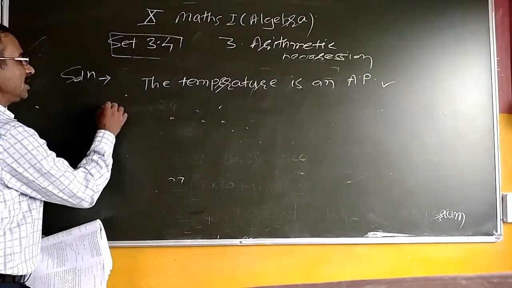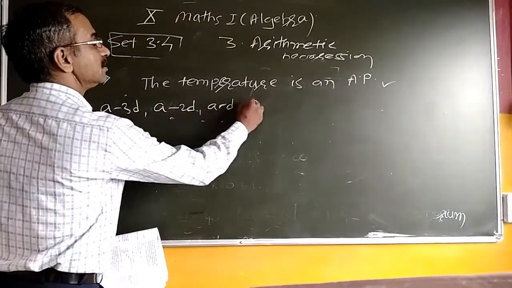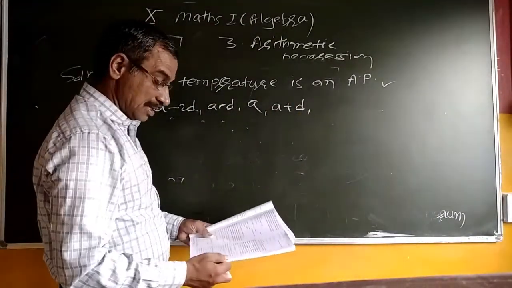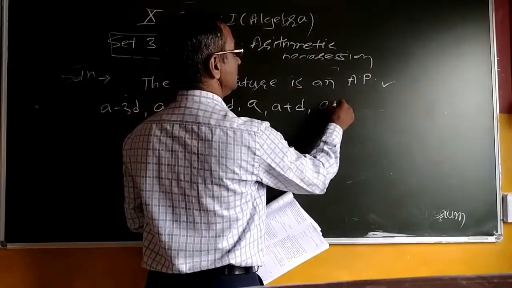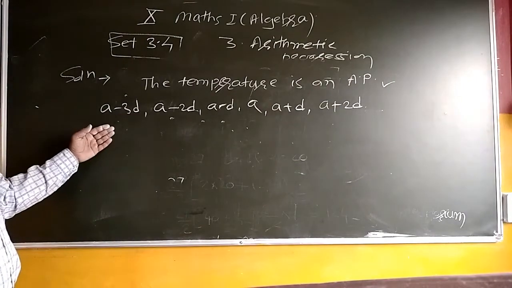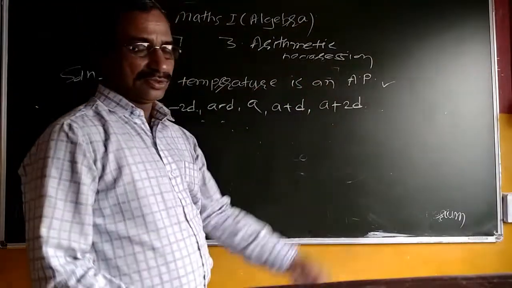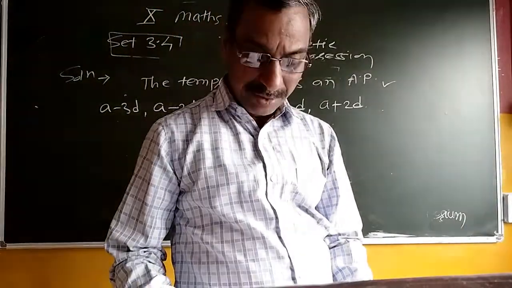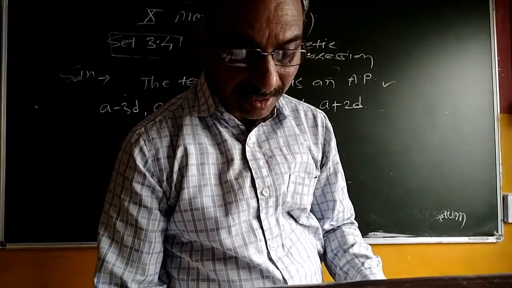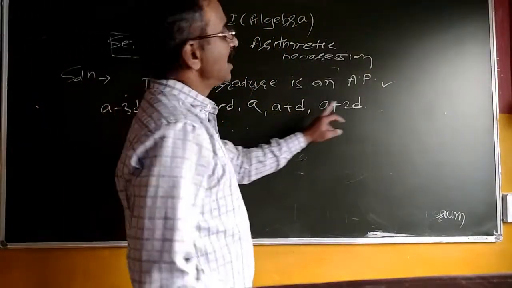Consecutive terms starting from A minus 3D, A minus 2D, A minus D, A, then A plus D, then A plus 2D. Means here we are taking the terms, consecutive terms, like this. A is the middle, previous 3 and next 2. So total days are how many, from Monday to Saturday: Monday, Tuesday, Wednesday, Thursday, Friday and Saturday.